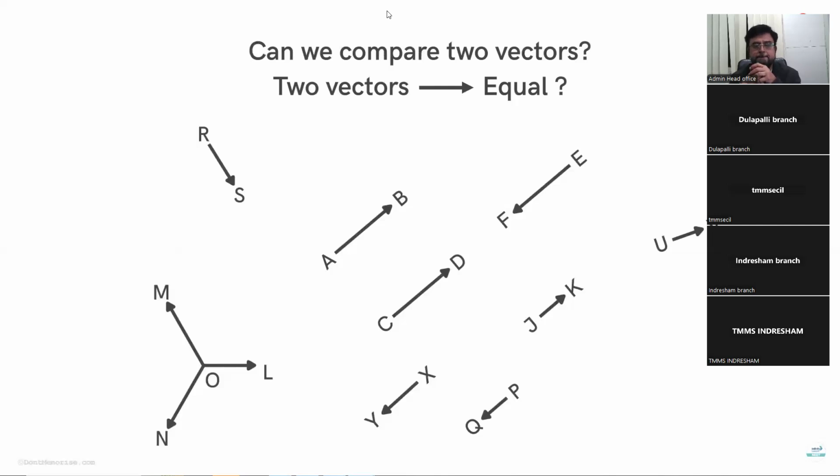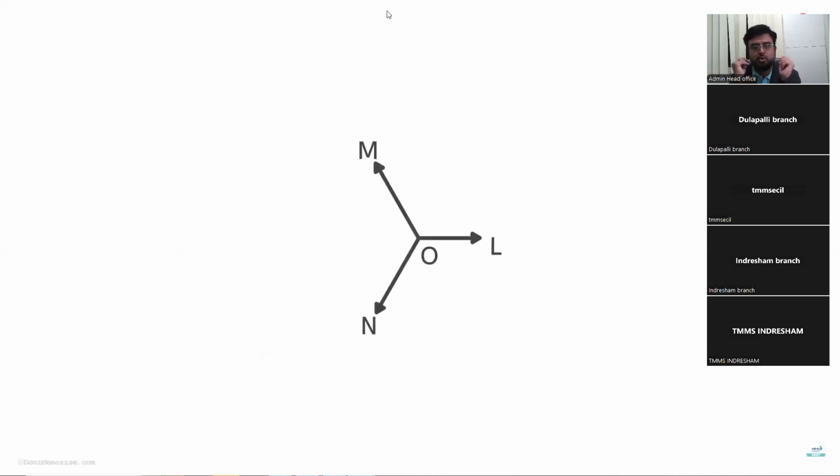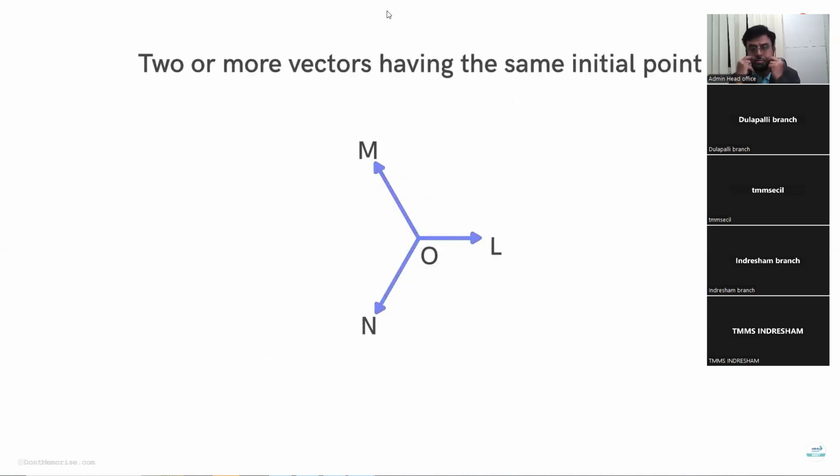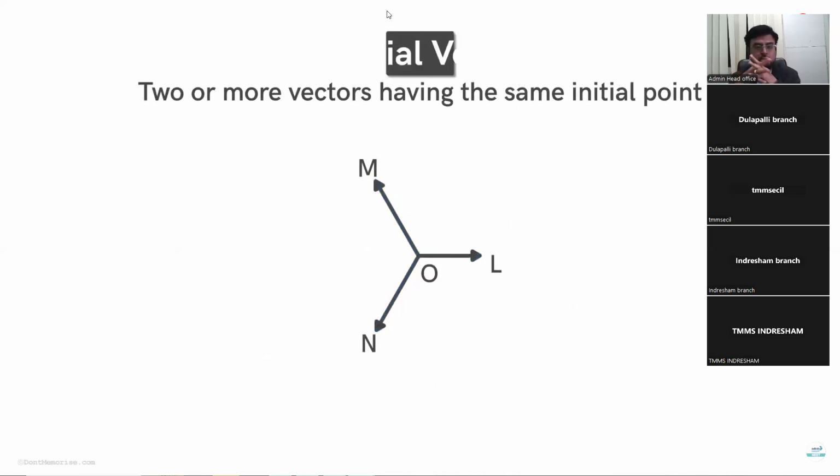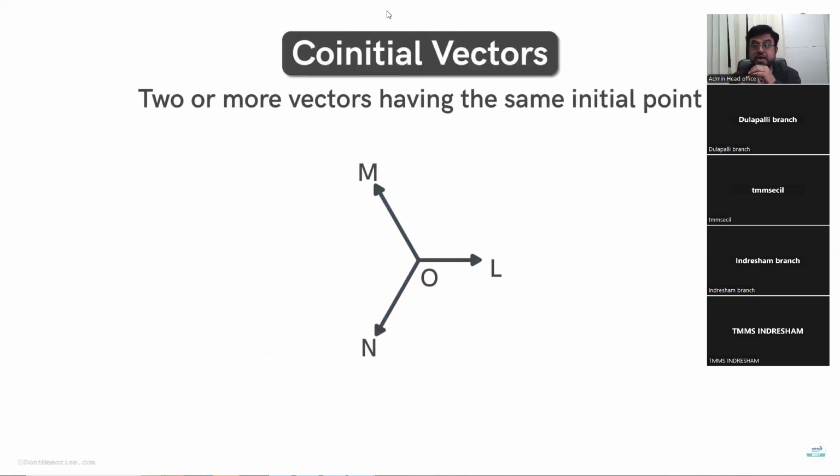First, let's consider these vectors. We can see that they all have a common initial point O. Two or more vectors having the same initial point are called co-initial vectors. So here, vectors OM, ON and OL are all co-initial vectors.